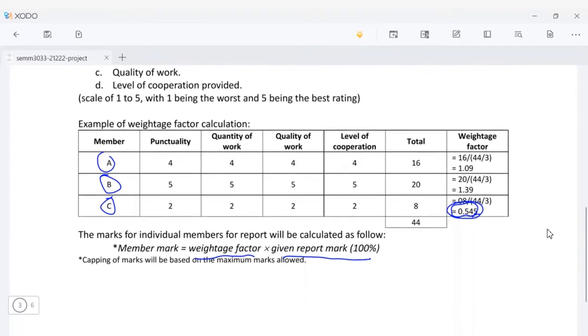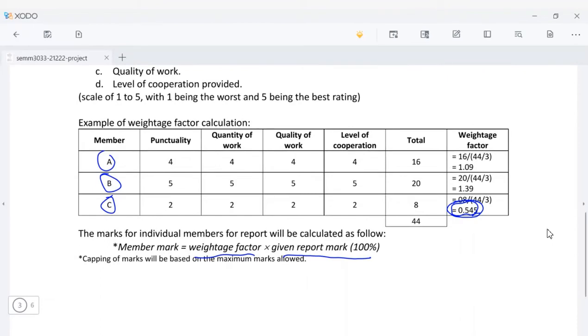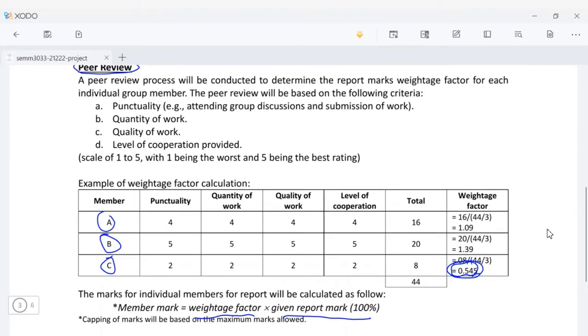So remember, weightage. Every semester there will be a complaint from one of the team members. They will say, Doctor, that guy is not doing anything. He got the same mark as me. But the whole thing is done by me. Only one person did it, the two are not doing anything. So this is unfair, right? This is unfair. So we put in this peer review.